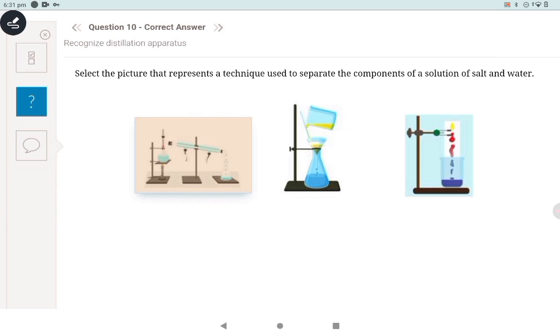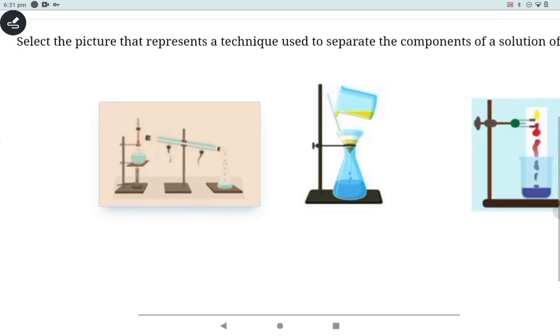Select the picture that represents the technique used to separate the components of a solution of salt and water. Like I said, you can use distillation when you want both the substances. Crystallization is correct, but then you need both the substances. You need to separate them, so you can use distillation. It's for soluble solid and liquid.